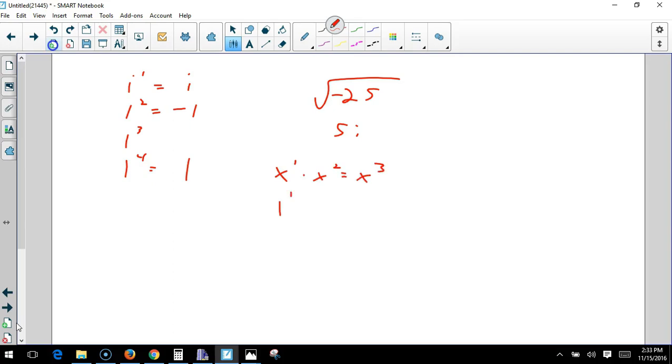Well, guess what? i to the first times i to the second equals i to the third. Well, what is i to the first? It's just i. What's i squared? It's negative 1. And what is negative 1 times i? Negative i. So even if you forget, from what you already know, you can figure out what i cubed is. That's one that most people forget, if they're going to forget any of them.